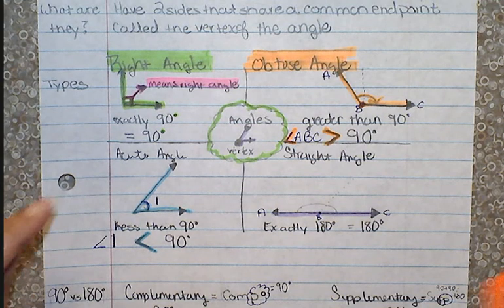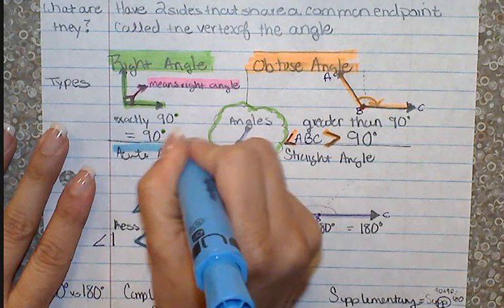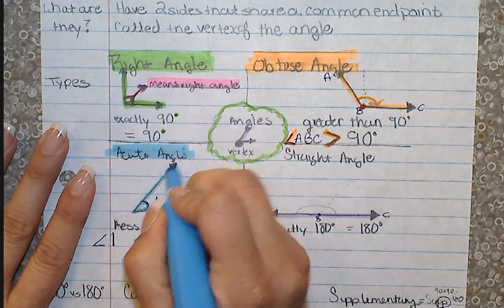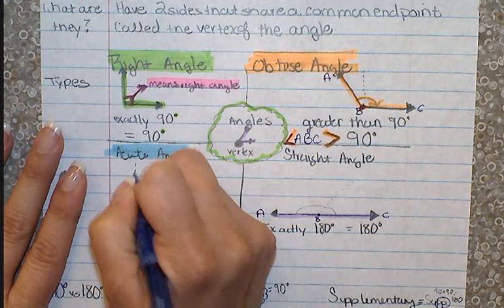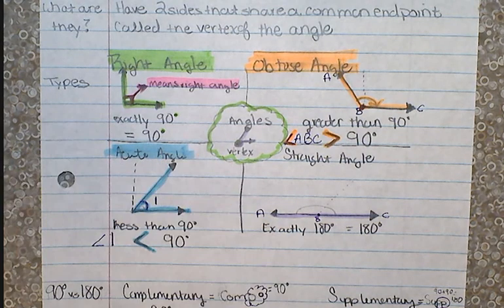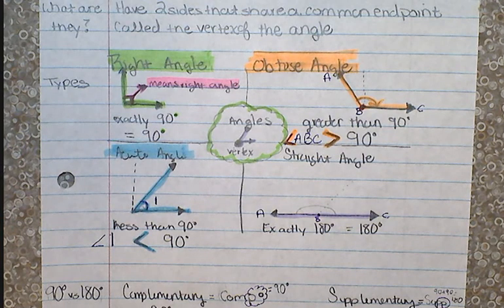So let's look at an acute angle. Oh, it's so cute because it's so little. It's an acute little angle, okay? It is less than 90 degrees, okay? And another way to name an angle is with a number. So right here, this is angle 1, which is greater than 90 degrees.